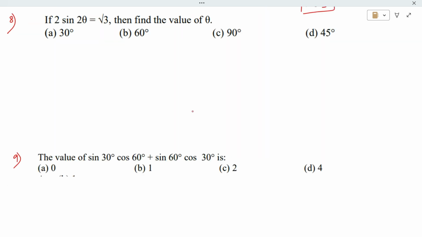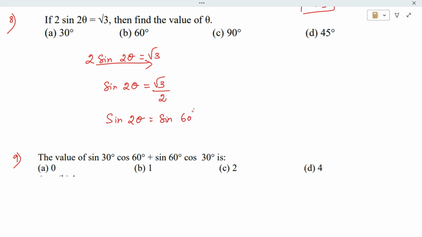If 2 sine 2 theta is equal to root 3, then find the value of theta. So I'm going to transpose 2 to the other side. Multiplication crosses the equal sign and becomes division, isn't it? So it becomes root 3 by 2. When sine theta is root 3 by 2, it is sine 60 degree, right? In the sine 60 degree of the tabulation, the value will be root 3 by 2.